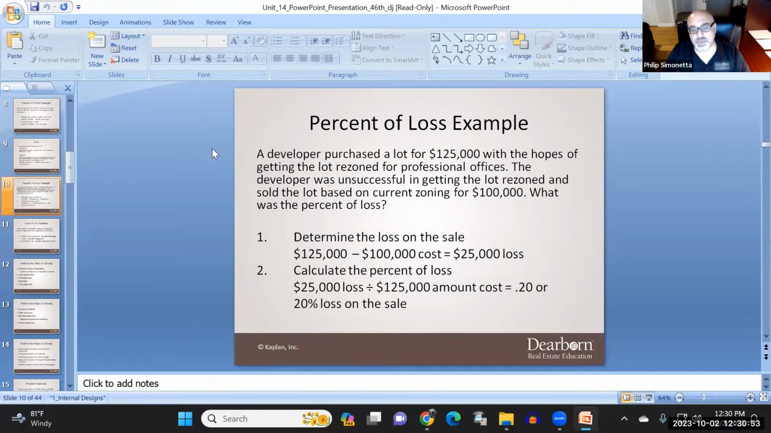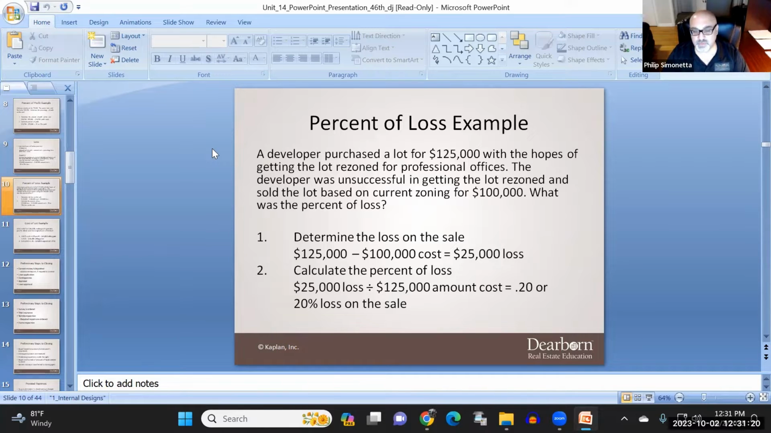Okay, next, we're going to look at a percentage of loss example. So let's say a developer purchased a lot for $125,000 with the hopes of getting the lot rezoned for professional offices. The developer was unsuccessful in getting the lot rezoned and sold the lot based on current zoning for $100,000. What was the percent of loss?